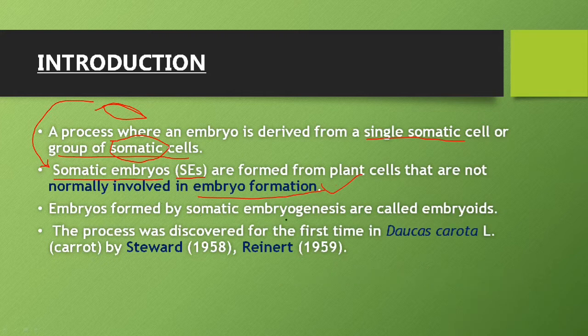An embryo formed by somatic embryogenesis is called an embryoid. So the embryos formed from somatic embryogenesis are called embryoids, and this process was discovered for the first time in Daucus carota, the carrot plant. This was first seen in the carrot plant.